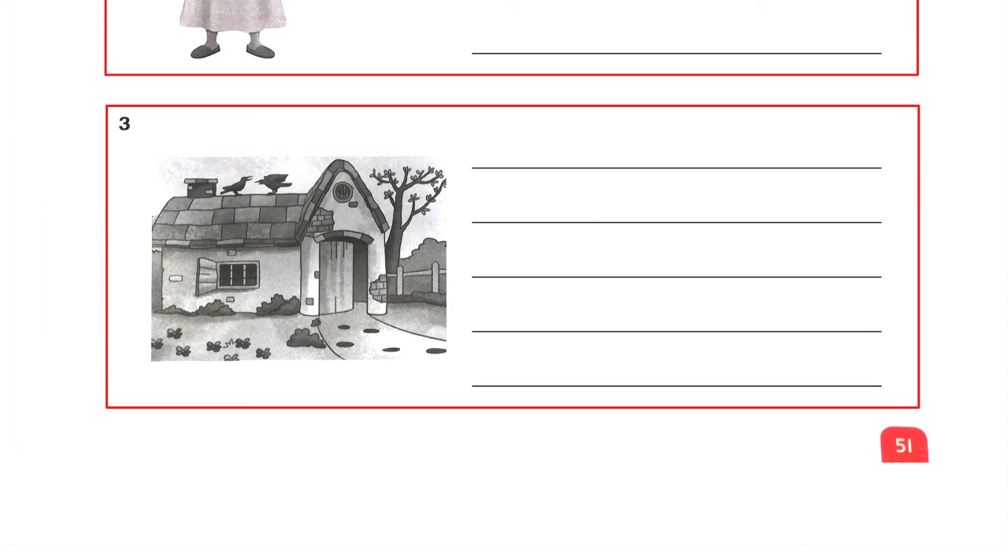Then for the house, what can you write? It is an old house. Then you can say its doors are broken. Then you can say its walls are red in color, right, like that. You can write about these three pictures using describing words. So I hope you know what these describing words are. Like I told you before, we have done this in a previous lesson.